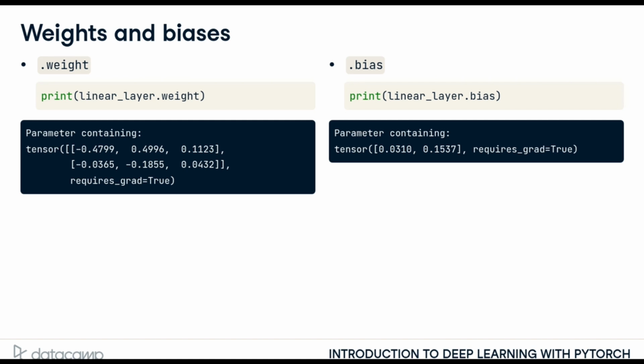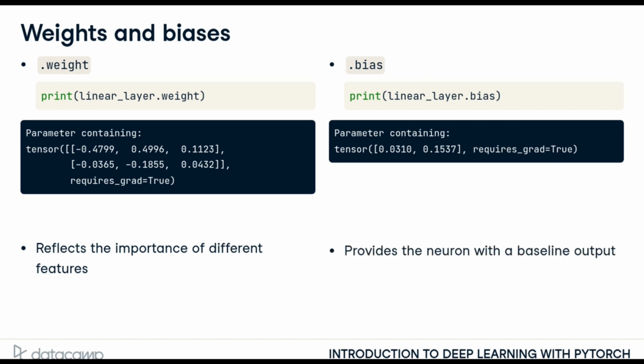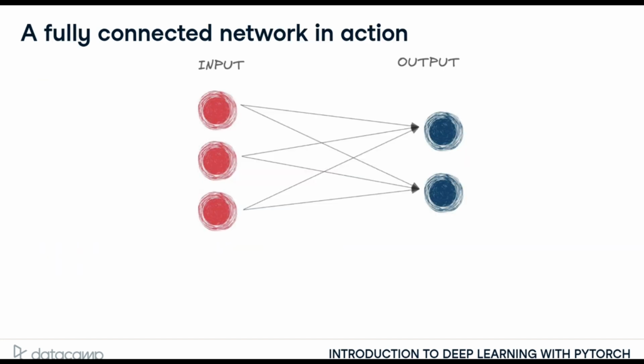These are the key quantities that define a neuron. The weights reflect the importance of different features. The bias is an additional term that is independent of the weights, providing the neuron with a baseline output. At first, the linear layer assigns random weights and biases. These are tuned later.